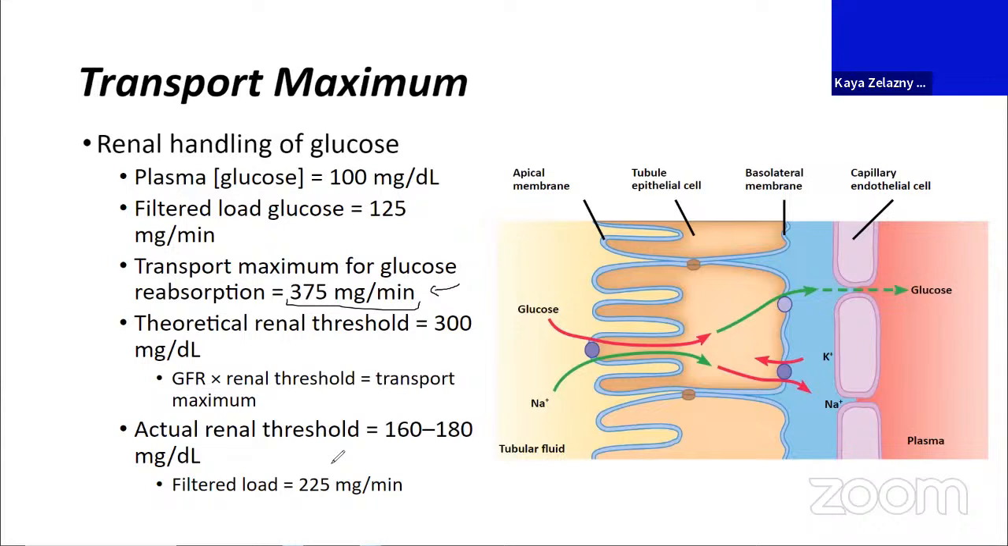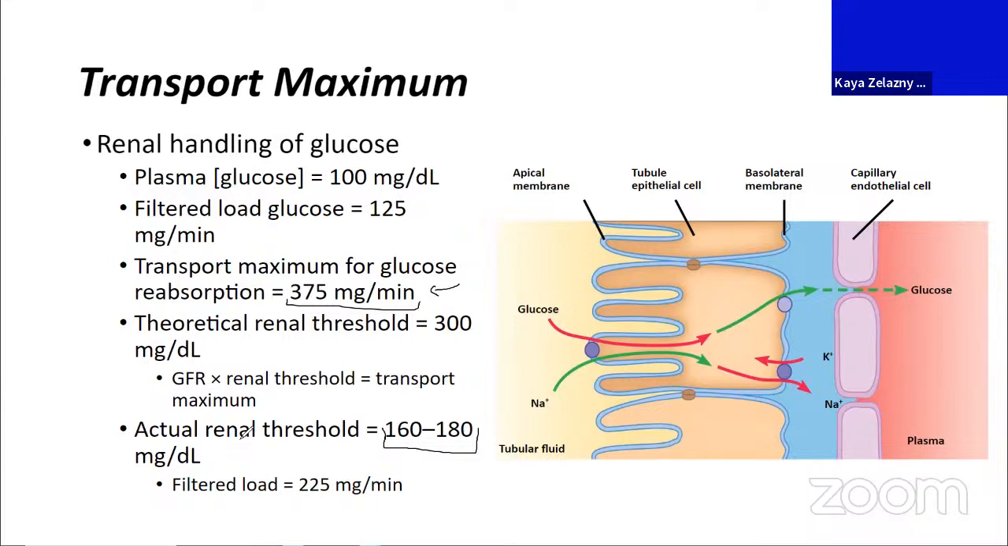But in practice, not all the glucose in the filtrate perfectly matches to every available transporter in the proximal tubule. So we actually end up with glucose making it through the nephron without being reabsorbed at much lower levels of plasma glucose. So in practice, you should be able to reabsorb this much glucose, but kidneys don't work perfectly. So at this lower actual renal threshold is when you would start to see spillover into the urine.